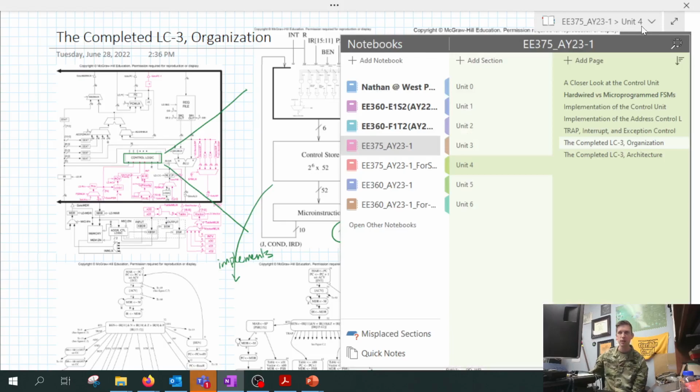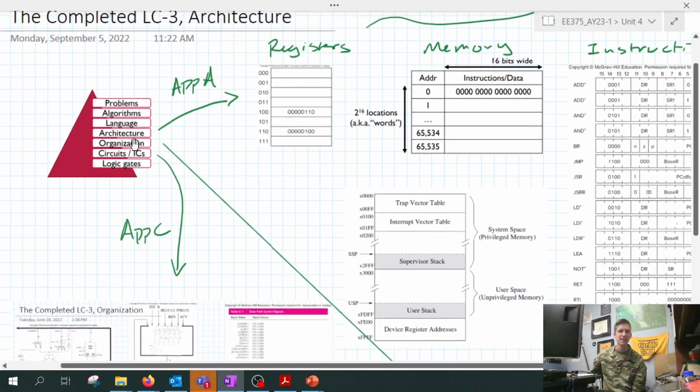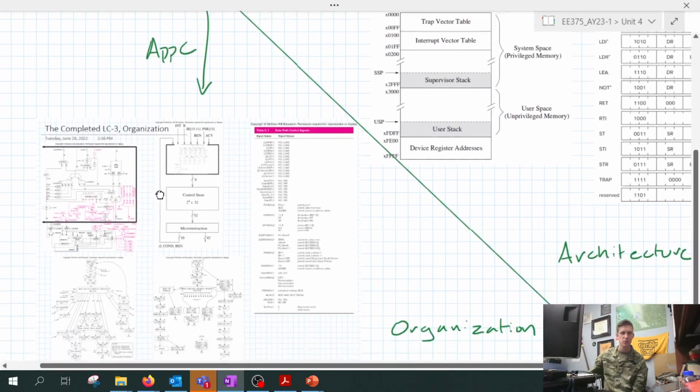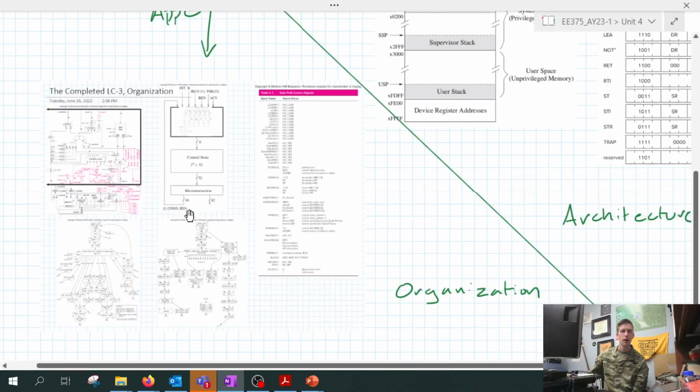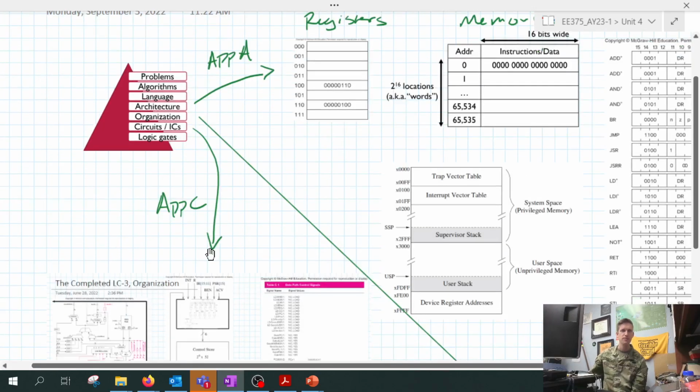And like I said, I want to differentiate that also between the architecture, right? So again, to call back to Unit 1, our pyramid of abstraction here, there's an interesting distinction between these two layers, between the architecture layer and the organization layer. And so what we've just looked at here is what we would call the organization. It's the actual implementation of the LC-3. We might also call this the microarchitecture. And equivalently, Appendix C almost entirely deals with our organization, the actual implementation.